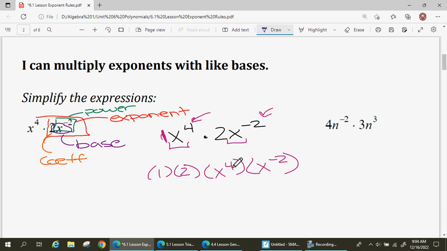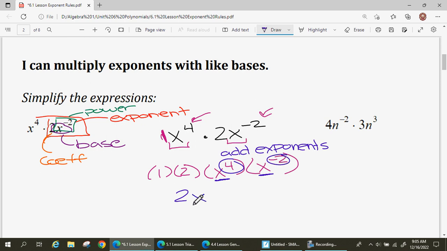To multiply these, we're going to add the exponents. So I can multiply 2 times 1 and get 2. X to the fourth times x to the negative 2, that's what we have to do here. This is the rule we're going to use: when we have like bases, so these are both the same base, x, we add the exponents to multiply them. That doesn't seem natural, but when we multiply powers that have like bases, we just add their exponents.